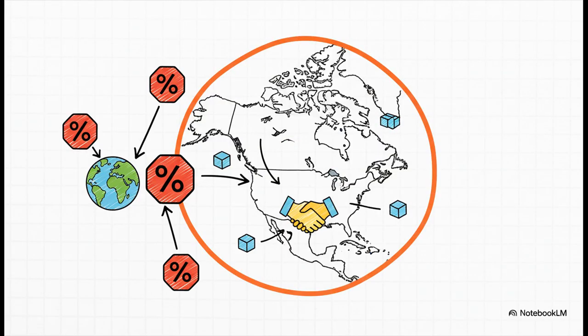Another really big exception is for our North American neighbors. The order is very clear that goods coming in from Canada and Mexico that qualify under the current USMCA trade deal, well, they're not going to be subject to these new duties. This basically keeps the North American trading bloc playing by a different set of rules.